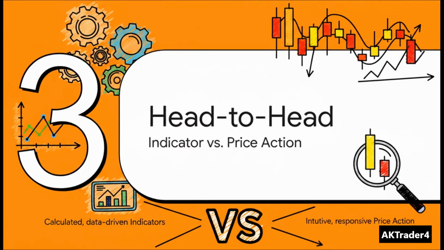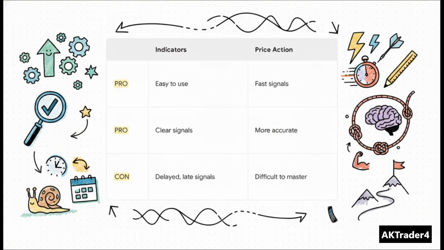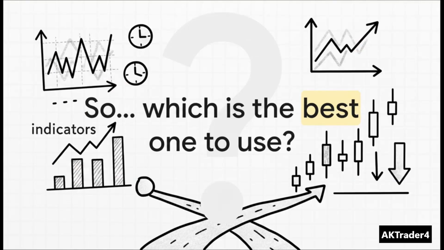Okay, so we've got our two heavyweights. In one corner, we have the calculated, data-driven world of indicators, and in the other, the intuitive, lightning-fast style of price action. Let's put them head-to-head and see how they stack up. So let's break down the pros and cons here. Indicators: super easy to get started with, and they give you really clear buy or sell signals. But the big con, the killer, is that they're always late. They lag. Now, price action gives you super fast, often more accurate signals. But the catch, and it's a big one, is that it is way, way harder to master. It's a real skill.